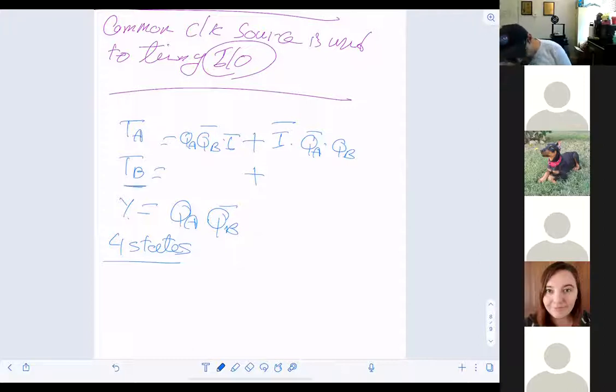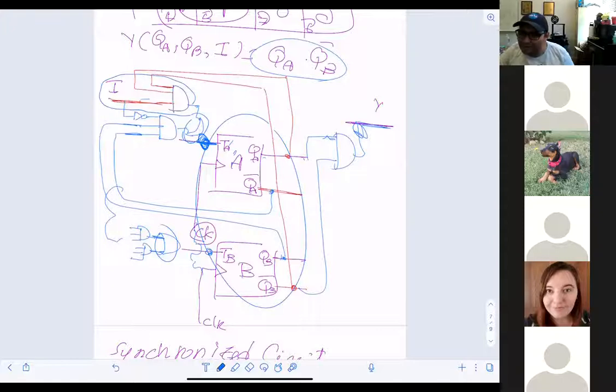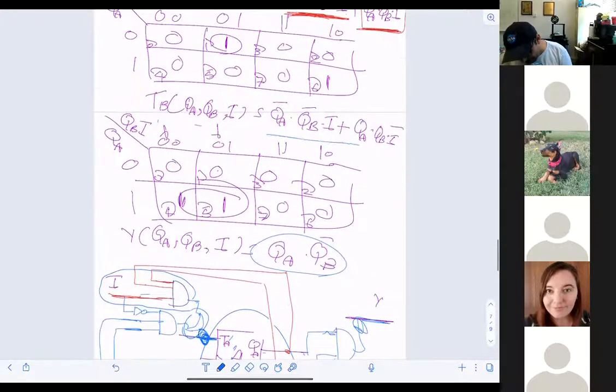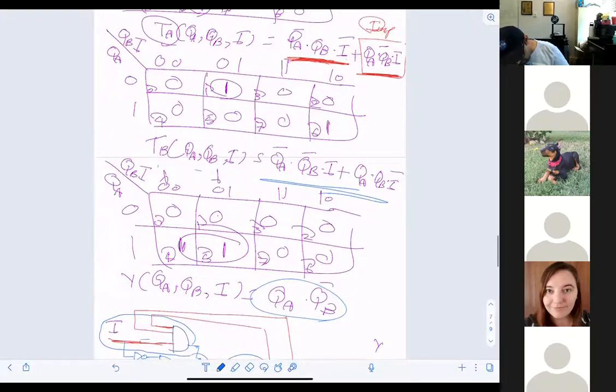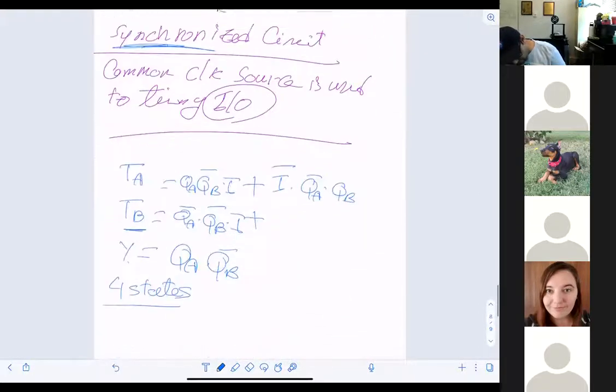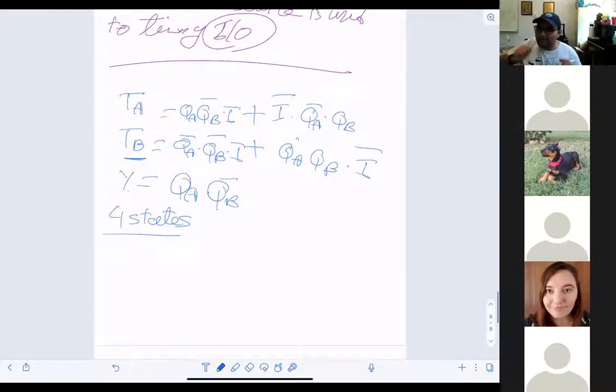Anyway, let's go on to TB, right? TB is what? I didn't draw it, but we will just steal it from here. So it's going to be QA complement QB complement I, and then QA QB I complement, the reverse, QA QB I complement, right? I have the equations.